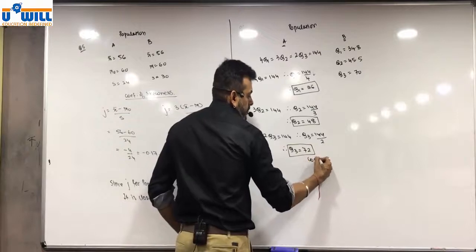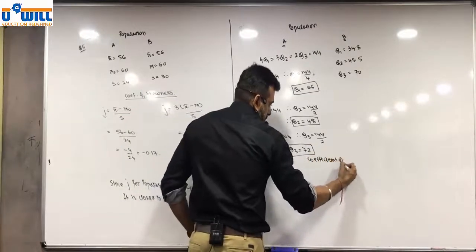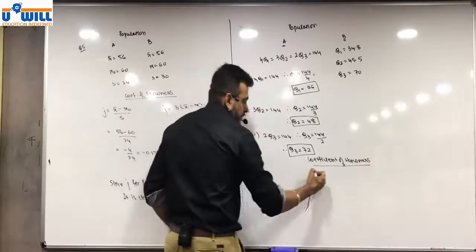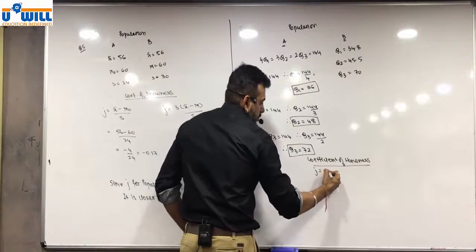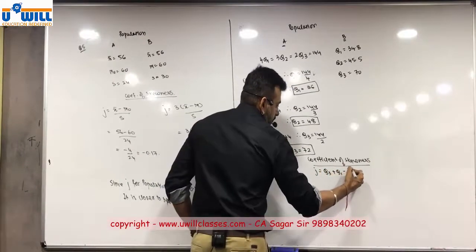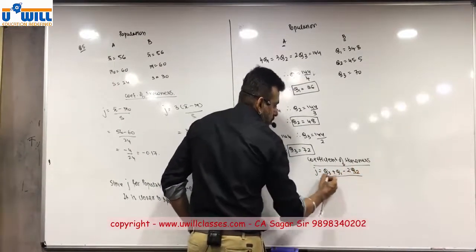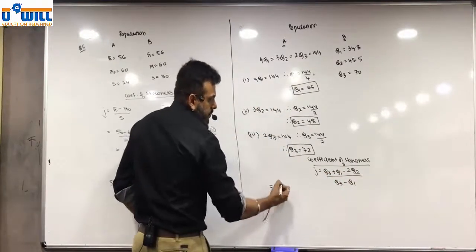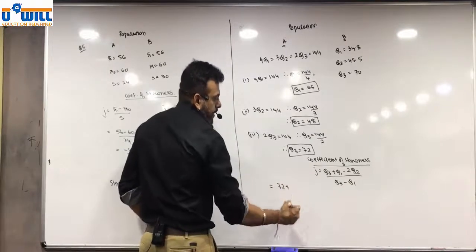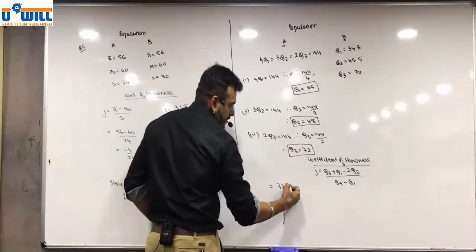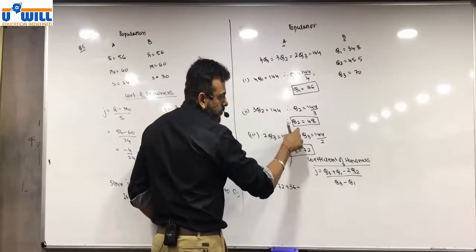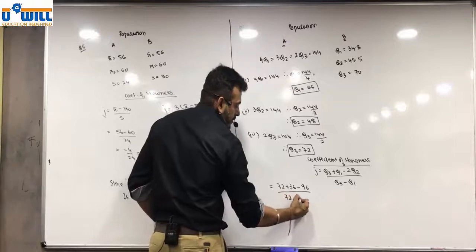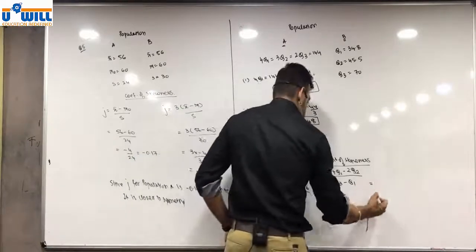Coefficient of skewness J is equal to Q3 plus Q1 minus 2M upon Q3 minus Q1. So I'll take 2Q2. J is equal to 72 plus Q1, which is 36, minus 2Q2, which is 96, upon 72 minus 36.